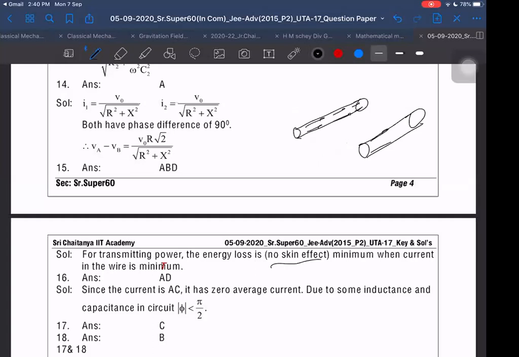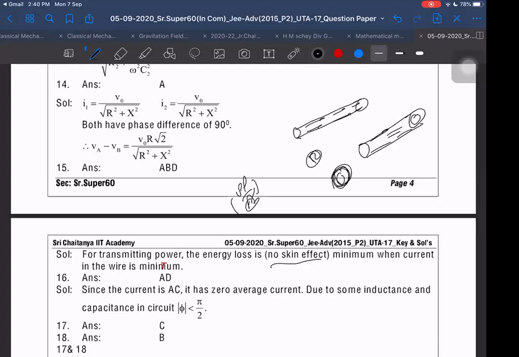And because of this tendency, the overall effective resistance of this wire will not be rho L by A for AC. That will become different. Why? Because rho L by A holds if the current is uniformly spread throughout. But if the current is only at the surface, then it will be something else. Then the effective area will get reduced. The effective area will be only near the surface.